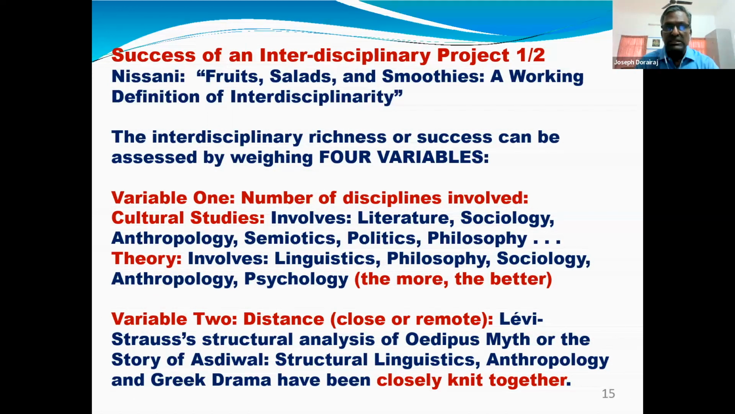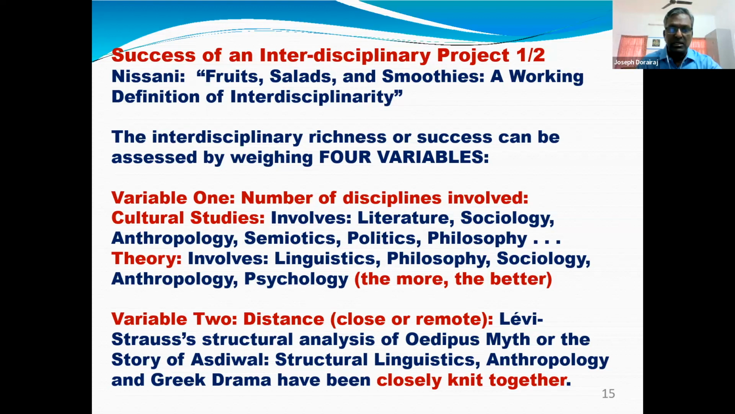In spite of all these obvious hurdles, some individual, some professor, or some department, he or she, or they, have undertaken some interdisciplinary project. So now we want to assess, we want to evaluate, and we want to find out how successful this interdisciplinary project has been. I have already referred to this article by Nisani, Fruit Salads and Smoothies, a working definition of interdisciplinarity. In the second part of this essay, Nisani talks about 4 variables which indicate the richness or the success of an interdisciplinary project.